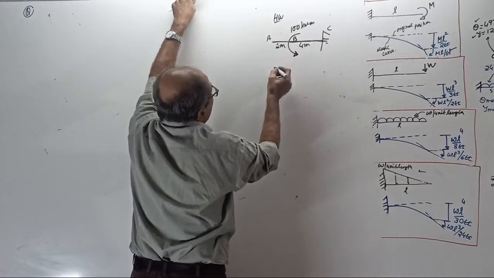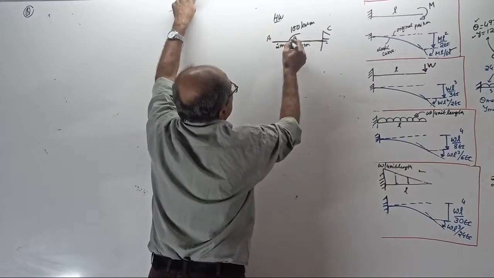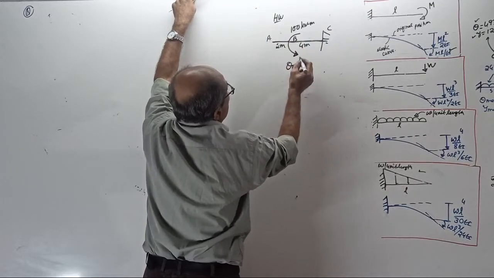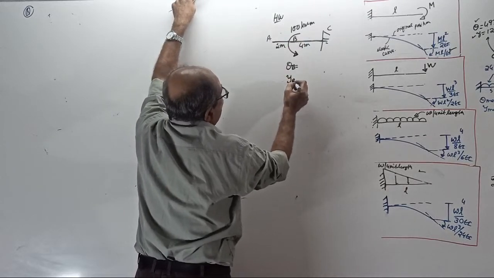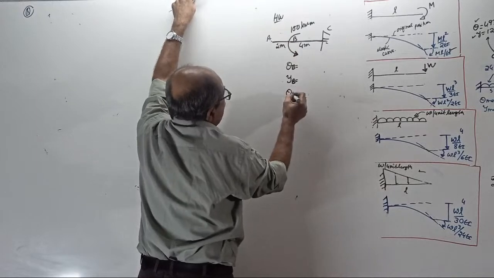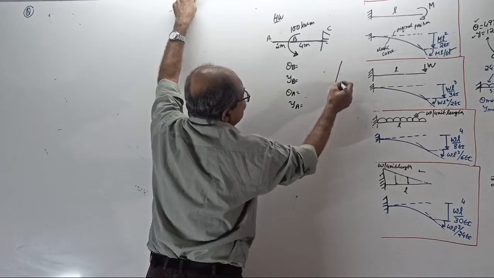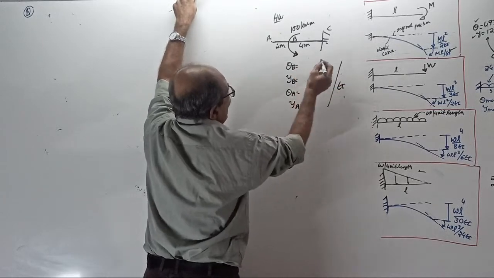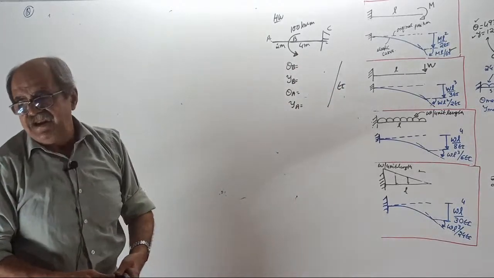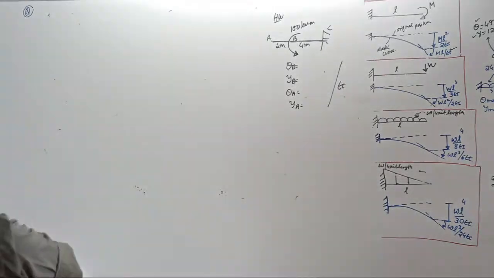Now what I want is slope at B, deflection at B, slope at A and deflection at A. All are something divided by EI. Slopes are in radian, deflections are in meter. You try and solve, I will give the answer for you.